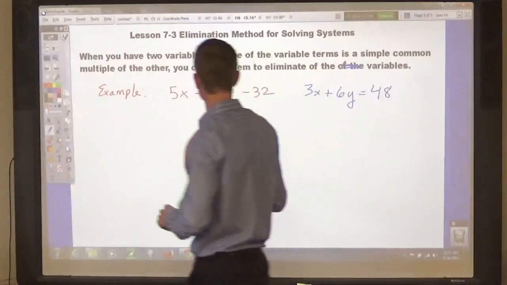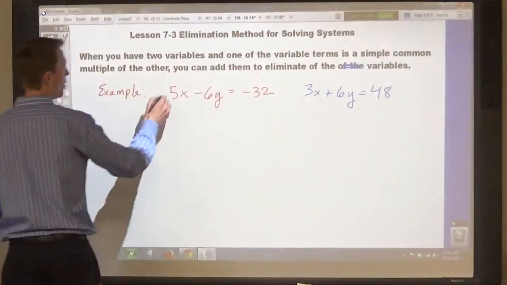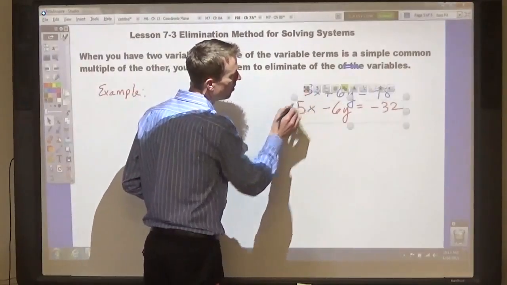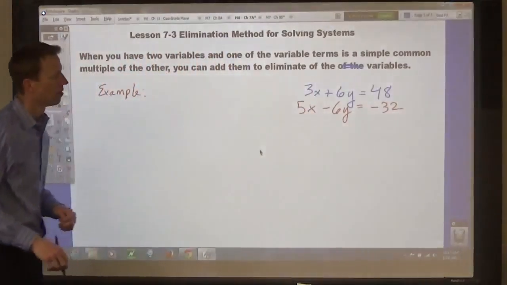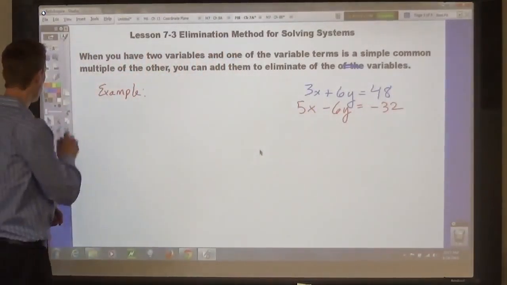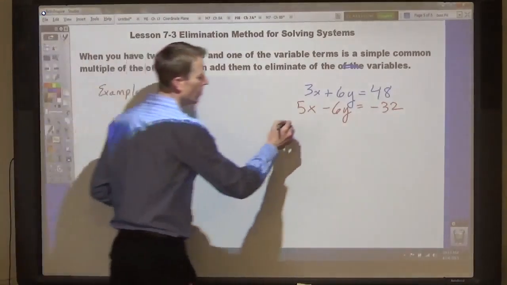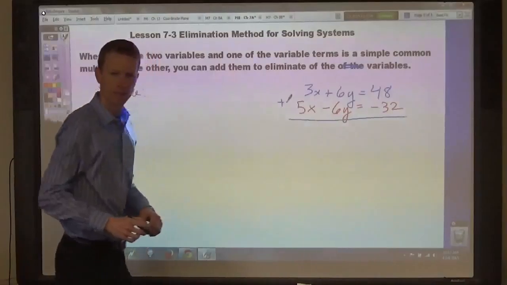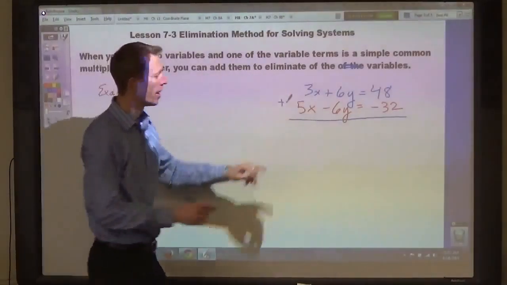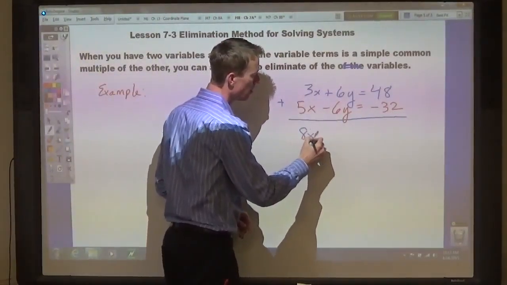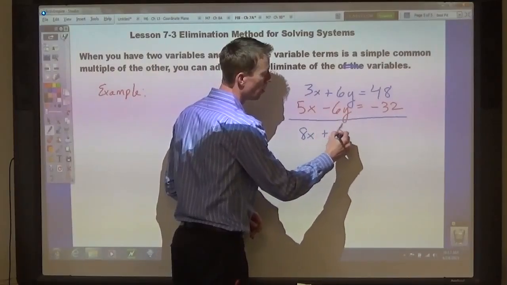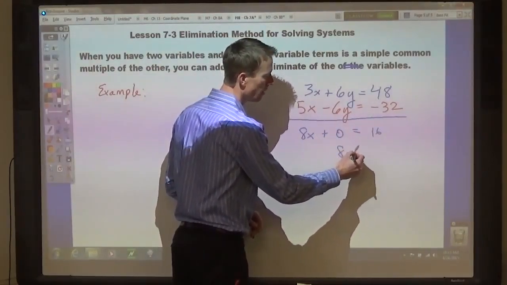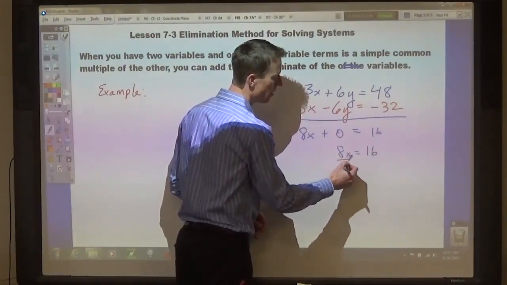So, if we add these two equations, draw the line, and add down. So 8x plus 8x equals 16x, plus 0 equals 16. That means 16x equals 16... so x equals 2.